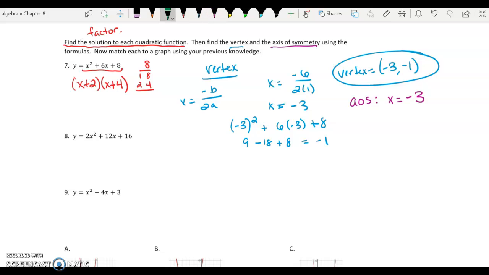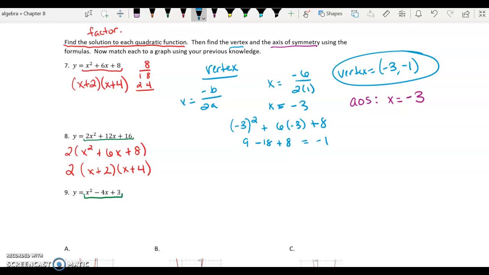So we're going to do that for all of these. If you did this one, I want you to challenge yourself. Try and pause the video and do the next two. So we're going to factor them first. If I factor this one, I have to factor out a 2 first. And then I'm going to rewrite it as x plus 2, x plus 4.